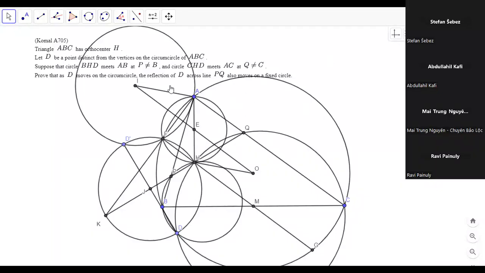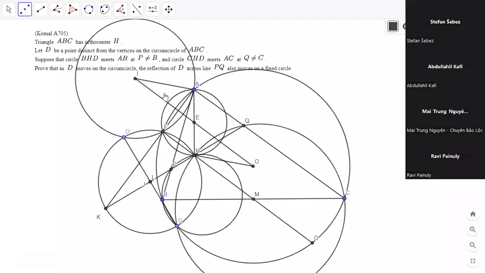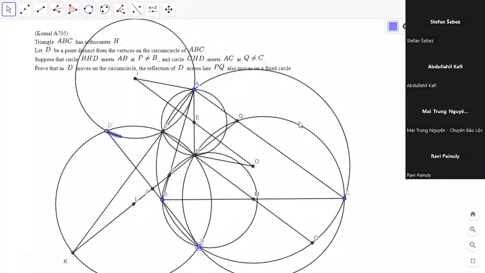Is J the center? I don't think J is the center. Let's make sure though. Yeah, it's not the center.